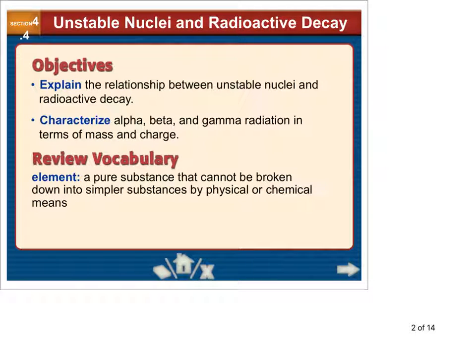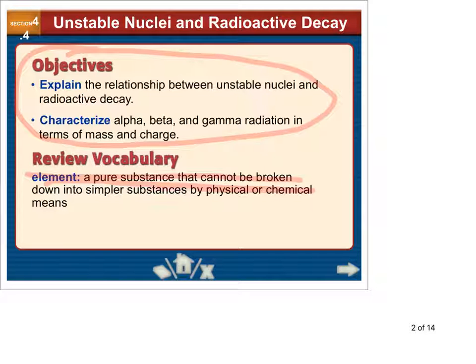Straight back again, students. Today we've got section 4.4, unstable nuclei and radioactive decay. This you have no notes from Hummer, so make sure you get really good notes on this one. And then we've got objectives. You need to be able to explain the relationship between unstable nuclei and radioactive decay and characterize alpha, beta, and gamma radiation in terms of mass and charge.